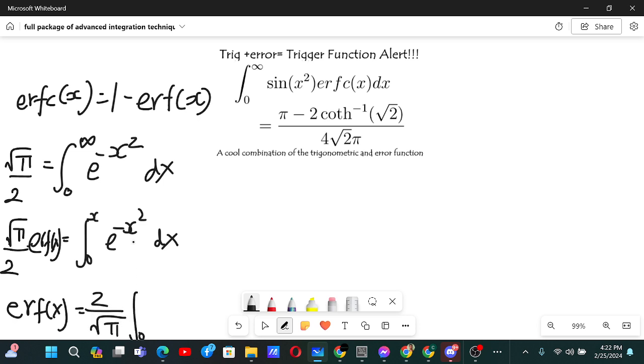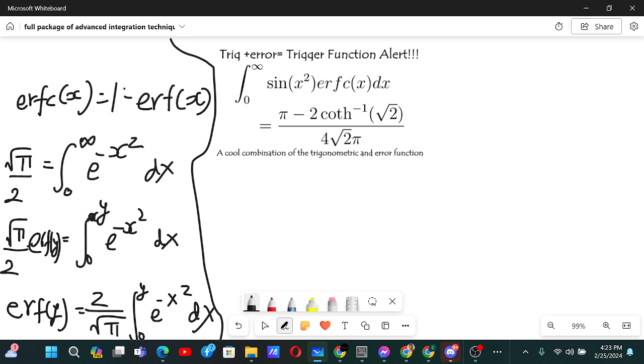0 to... okay, one mistake: let me write this variable as y, so as not to make it the same. So this will be erf of y, and it will be the integral from 0 to y of e to the power minus x squared dx. Now I think you understood the error function, and 1 minus this is just the complementary error function.